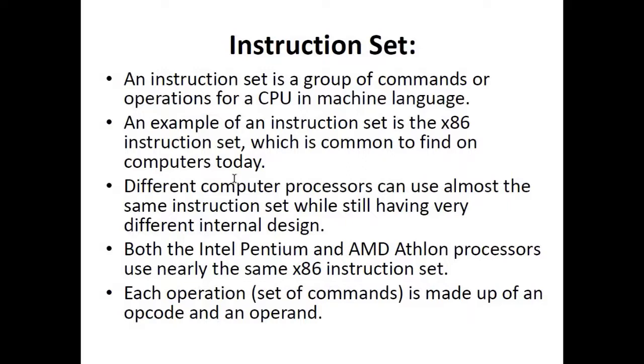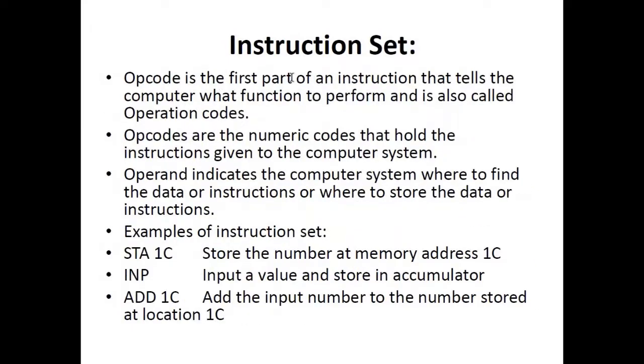Each operation or set of commands is made up of an OP code and an operand. OP code is the first part of an instruction that tells the computer what function to perform, and it is also called operation code. OP codes are the numeric codes that hold the instructions given to the computer system. Operand indicates to the computer system where to find the data or instruction, or where to store the data or instruction.